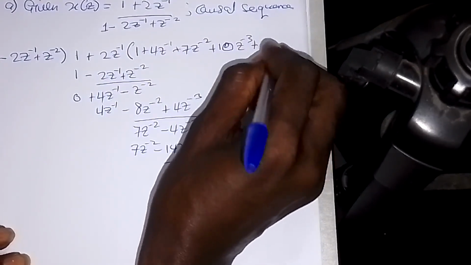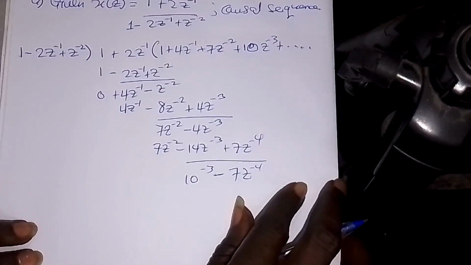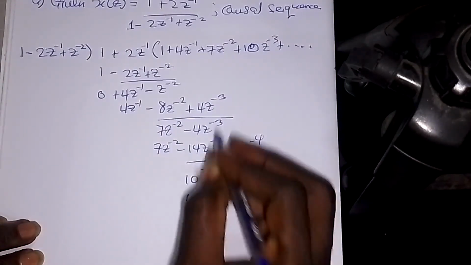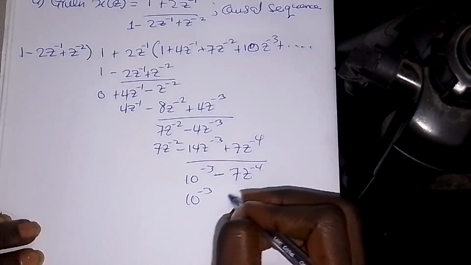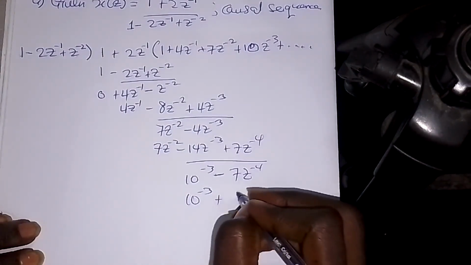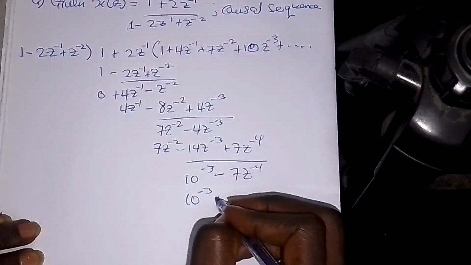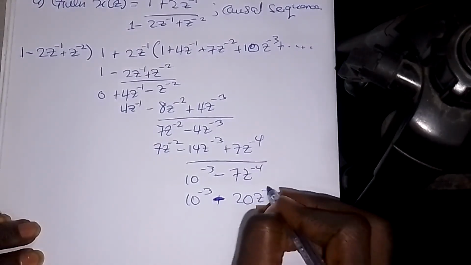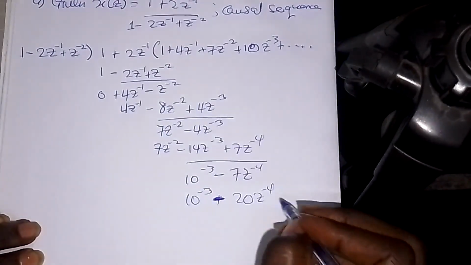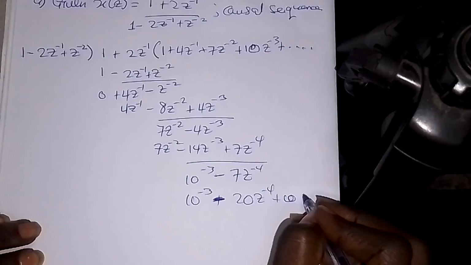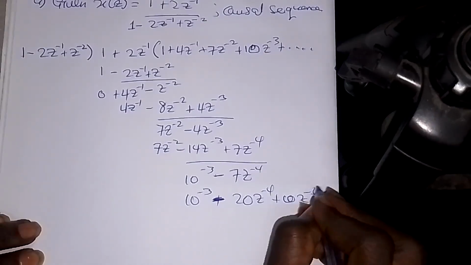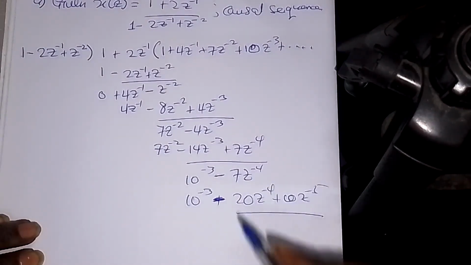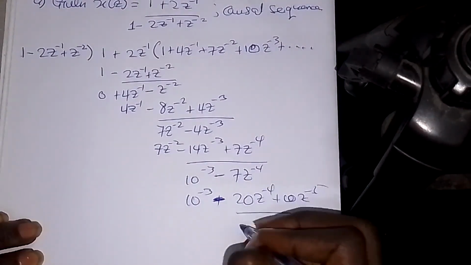Then it will go on and on to infinity. Here, if I multiply, I get 10 exponent minus 3. If I multiply, I get negative 20 z exponent minus 4. This time, I get plus 10 z exponent minus 5. So if I subtract, 7 minus 20, I get 13.